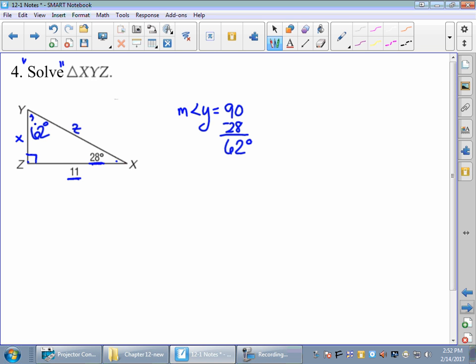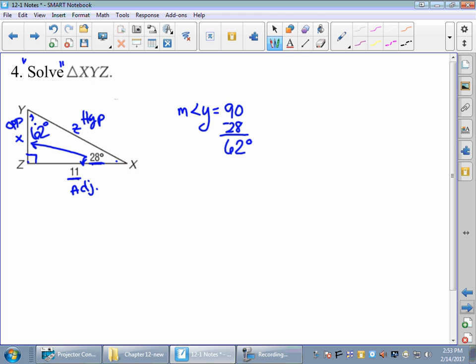To find x, I'm going to use the 28 degrees. I can't use Pythag because I only have one leg here. I cannot use special right triangles because it's a 28-degree triangle, not 30 or 45 or 60. So I have to use the 28. In terms of 28, side x is opposite, and 11 is the adjacent. Since I'm labeling everybody, I might as well label this as the hypotenuse.